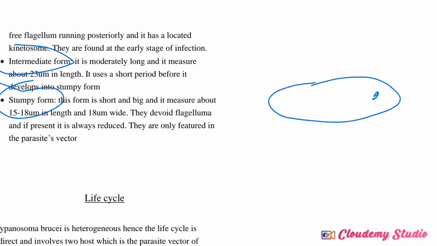It has an anterior flagellum. It has an undulating membrane and a very short flagellum. And it has a central nucleus. So this is how an intermediate form looks like.